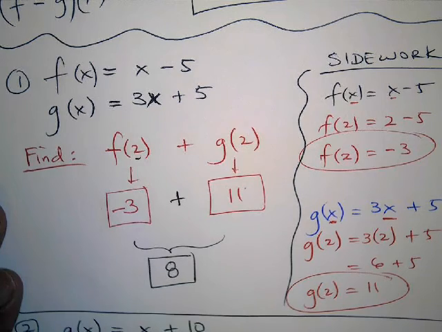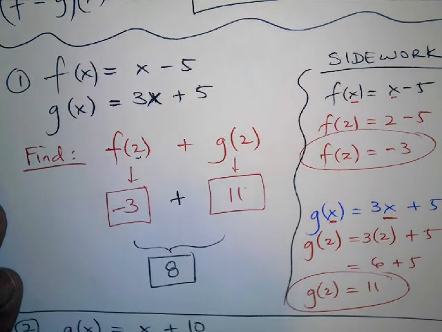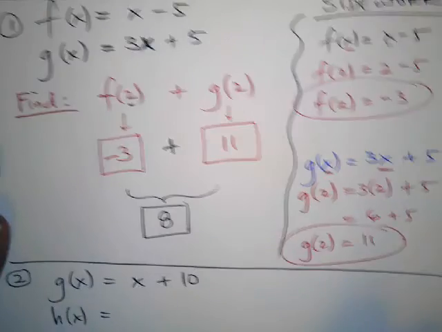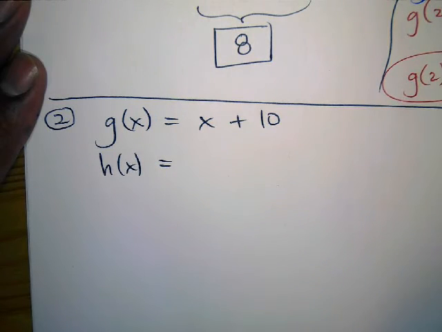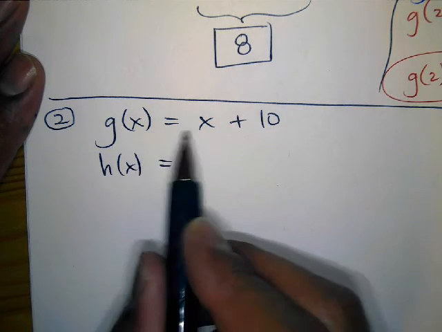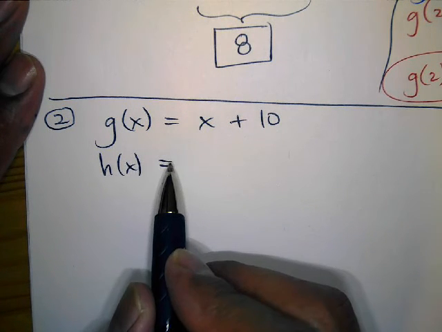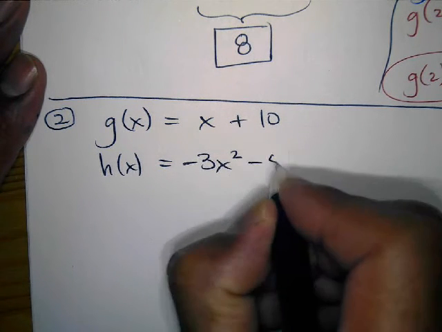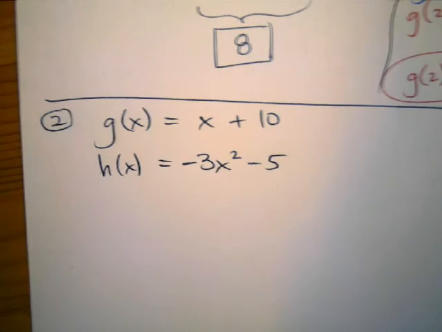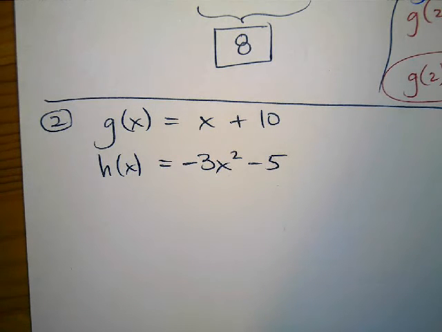x plus 10, and I give you h of x is equal to, oh, can you guys even see this? No. Hello. Sorry. g of x is equal to x plus 10, and h of x is equal to negative 3x squared minus 5. And then the problem was this.